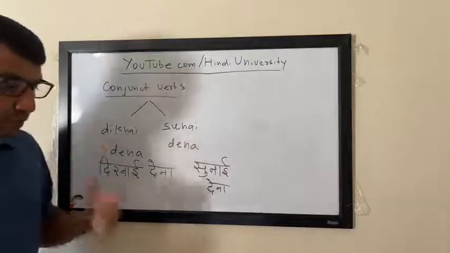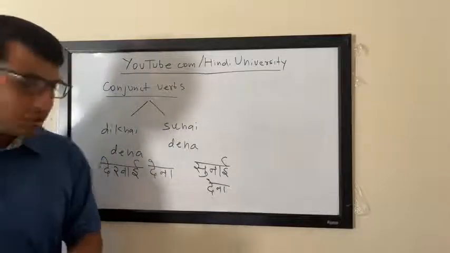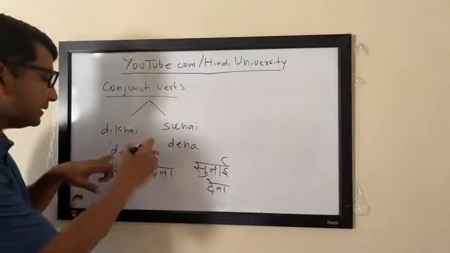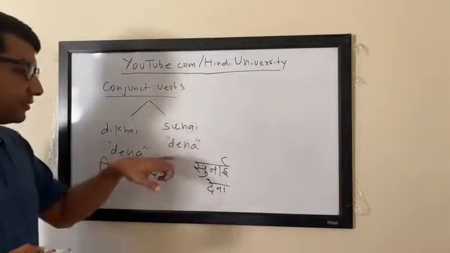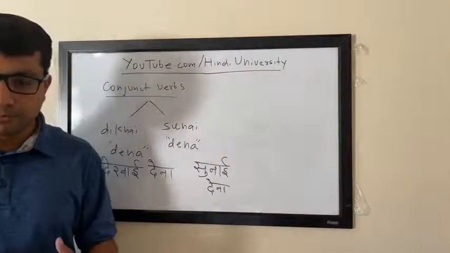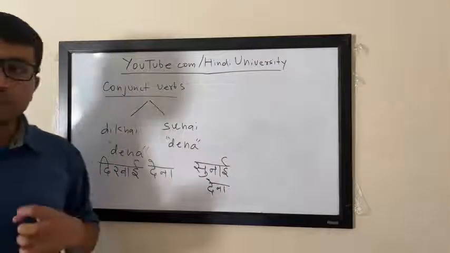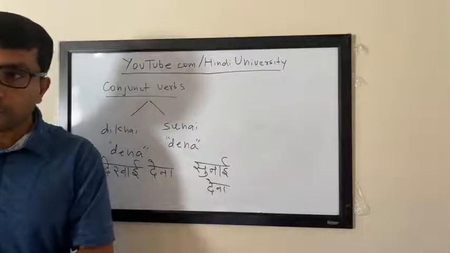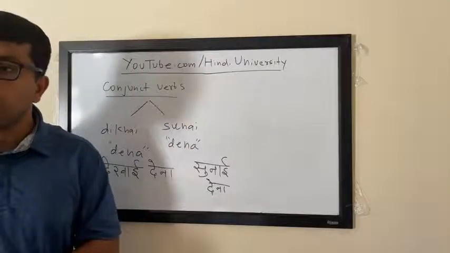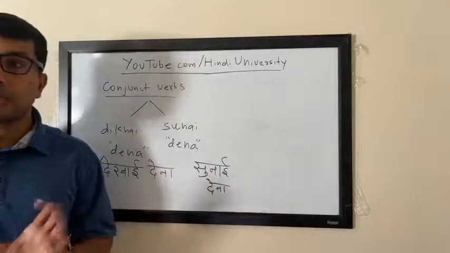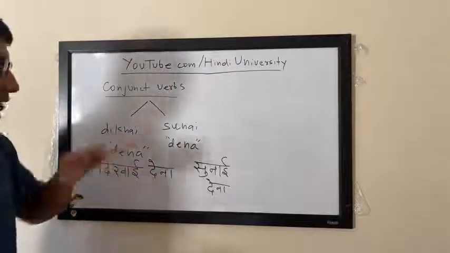Conjunct verbs, as you probably heard in the previous classes, are formed when you have nouns and adjectives followed by verbs. In this case, dena is used as the other part of the conjunct verb. When they are used along with a noun or adjective, they are called conjunct verbs. The most popular ones you probably heard are karna and hona. They are used with multiple other nouns and adjectives, and they become conjunct verbs. So it's dikhai dena and sunai dena.